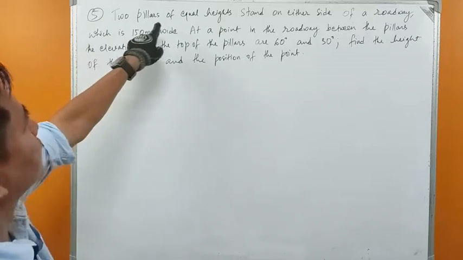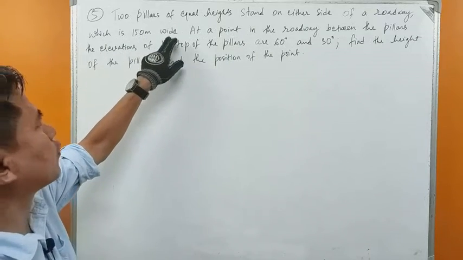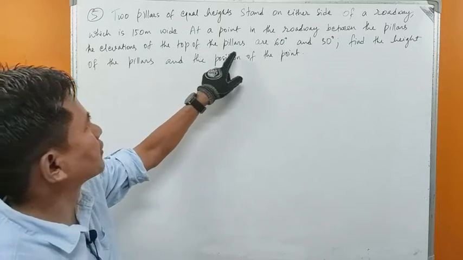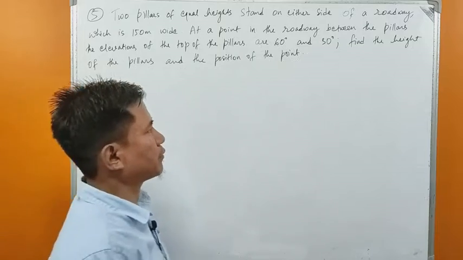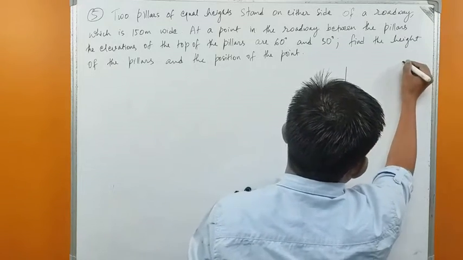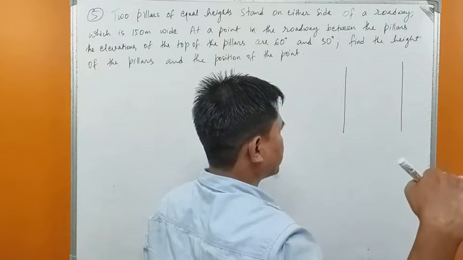Question 5. Two pillars of equal height stand on either side of the roadway, which is 150 meters wide. At a point in the roadway between the pillars, the elevations of the top of the pillars are 60 degrees and 30 degrees. Find the height of the pillars and the position of the point. Let us assume these two are the pillars, and there is a road in between the two pillars.